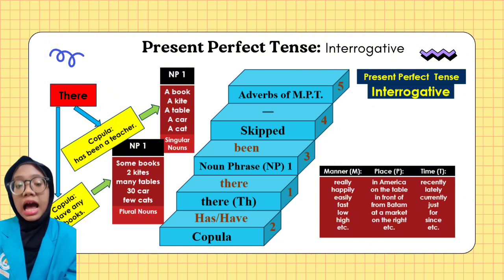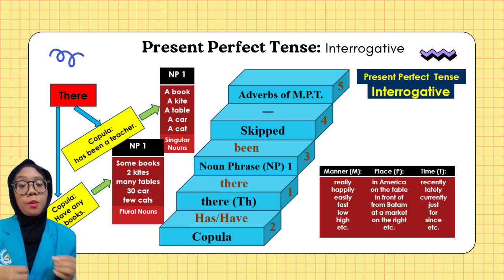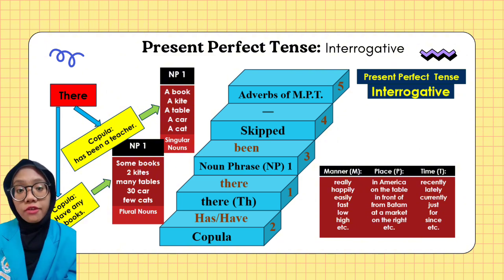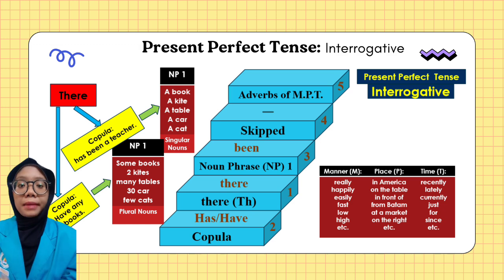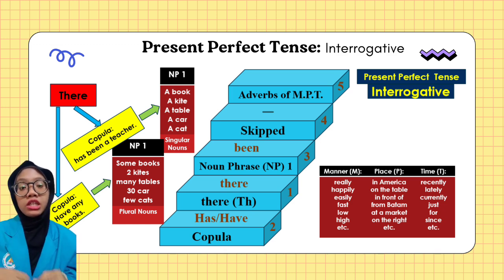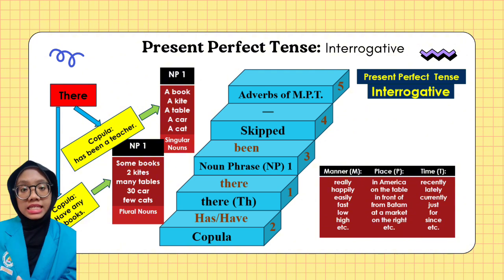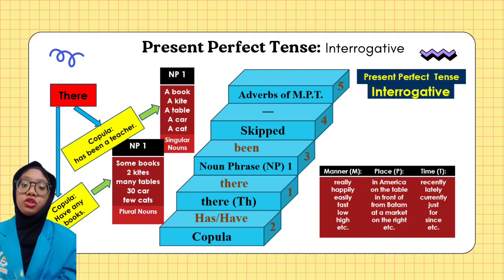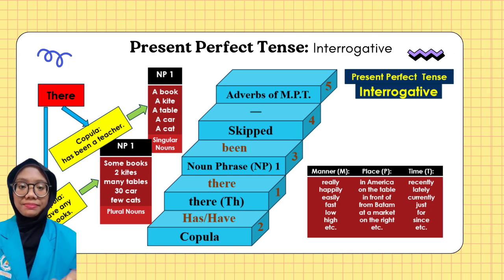For example, have there been many new shoe stores at the market lately? Have for the copula, there for the second stair by adding been after it, many new shoe stores for the noun plus one, at the market for adverb of place, and lately for the adverb of time. And don't forget to use a question mark at the end of the sentence.